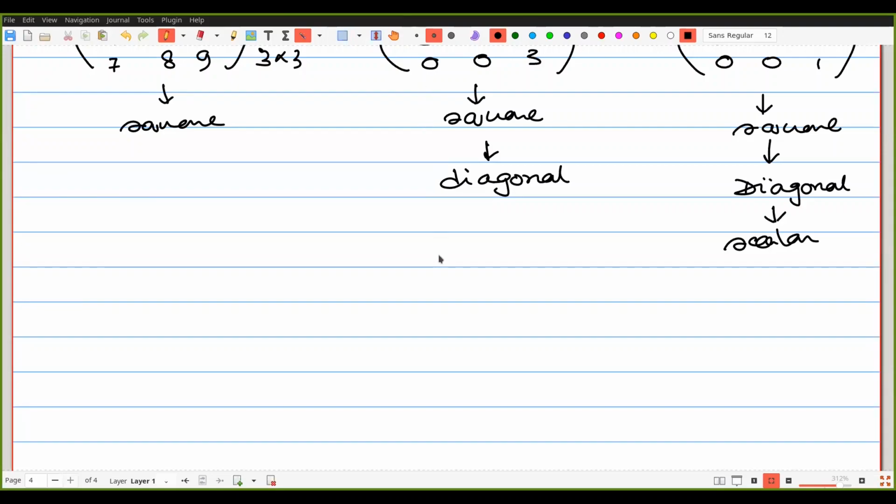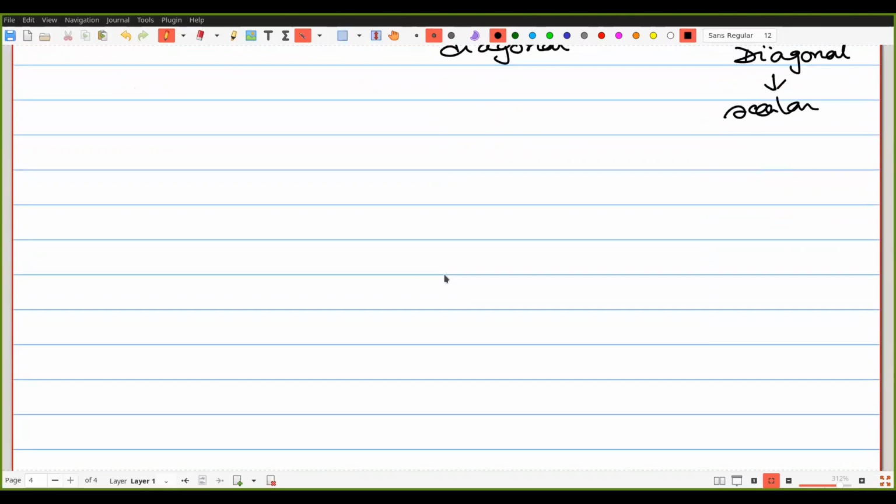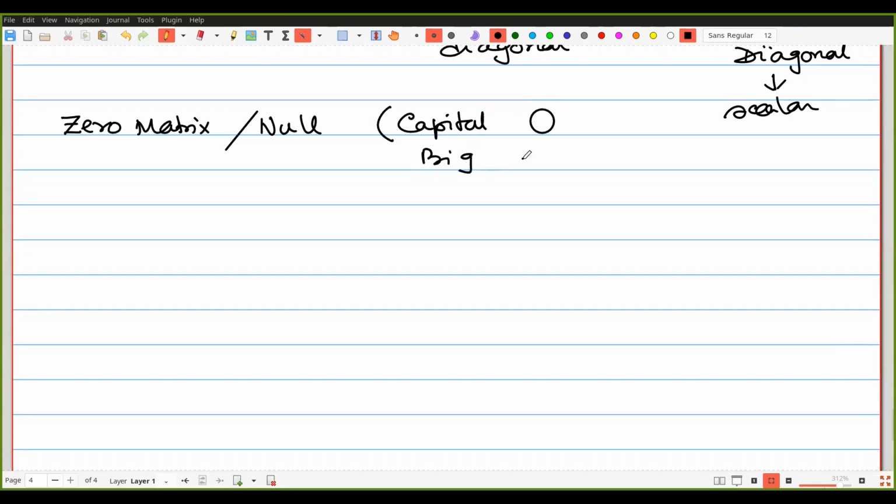Next one, the term is called the zero matrix or null matrix. It is denoted by capital O, or zero, or big O. Okay, so what is a zero matrix or null matrix? Now it may be a square matrix. Moreover, it may be a rectangular matrix also.